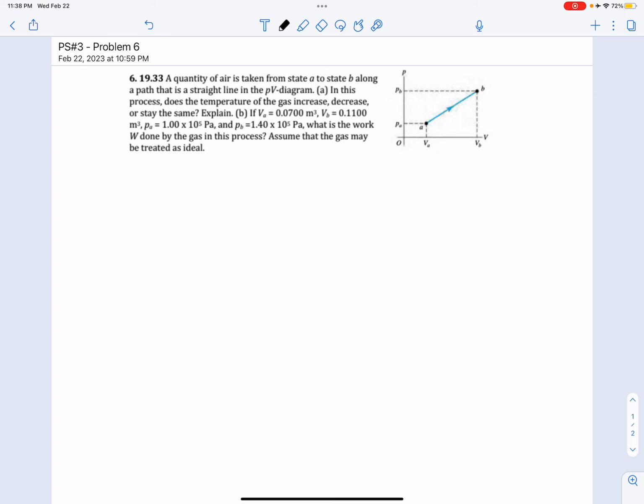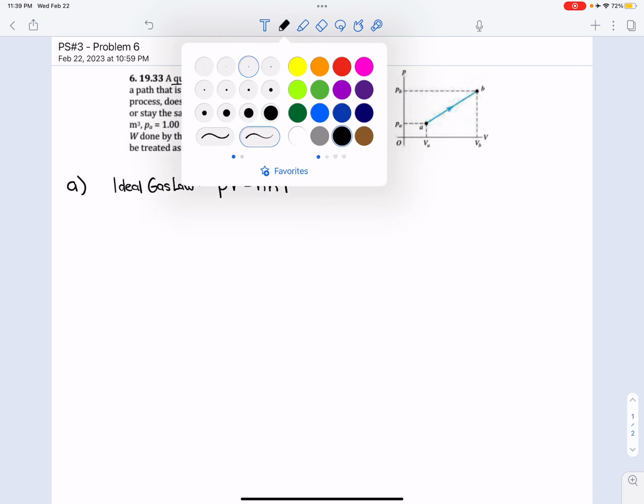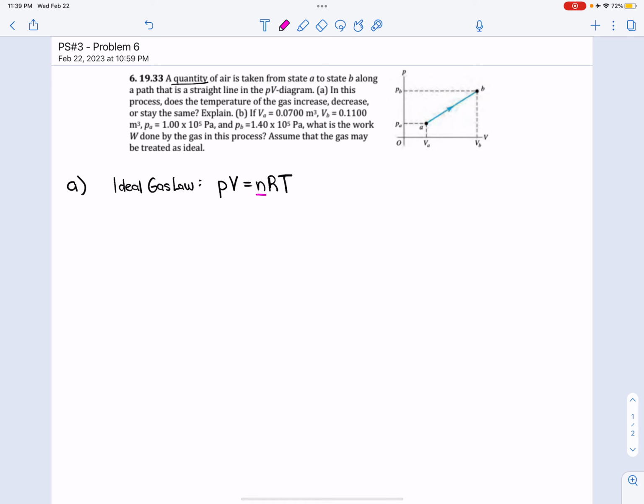Okay, so for part A, we know that a certain quantity of air is taken, right? So let's write down our ideal gas law. PV equals nRT, right? What is constant here? That quantity of air, the amount, or moles, and the R, these are both constants, right?